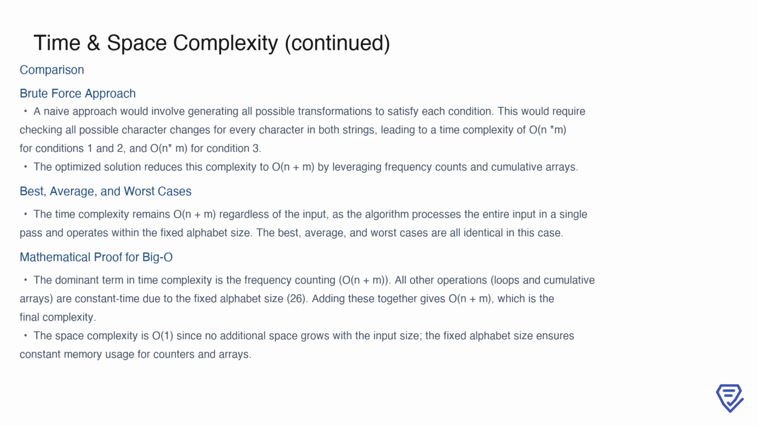The mathematical proof behind this complexity lies in the dominance of the O(N+M) term from frequency counting, while all other operations remain constant time. The space complexity, on the other hand, is O(1) due to the fixed alphabet size, ensuring that no additional memory usage scales with the input size.